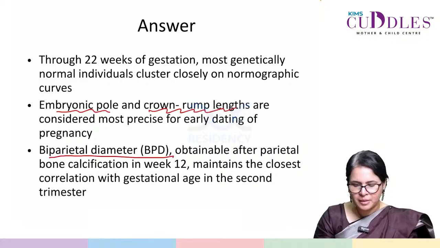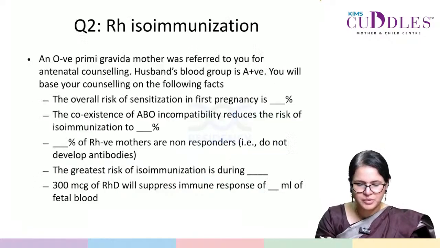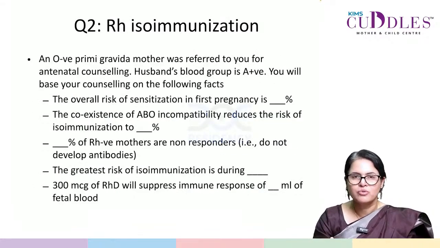Biparietal diameter is obtainable after the parietal bone calcification in week 12, and it maintains the closest correlation with gestational age in the second trimester. And in the third trimester, we use the femur length.